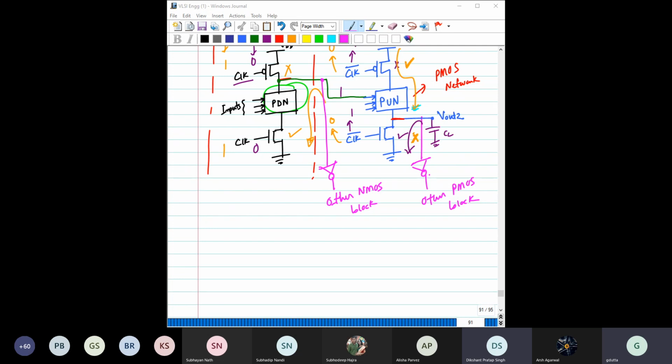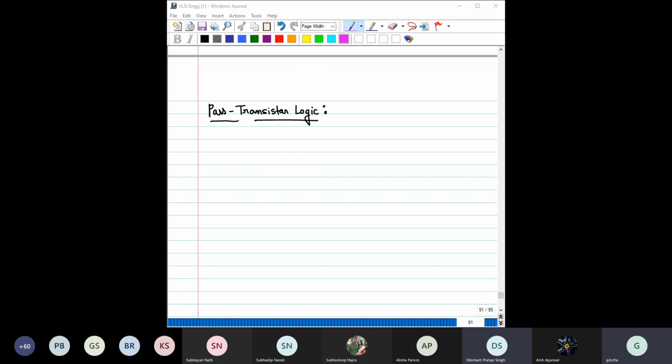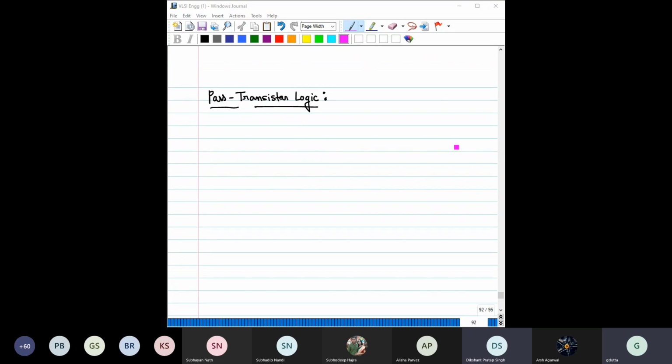Then let us start with this pass transistor logic. But it's already 11, so maybe we can take a 1 minute break, right? And we'll come back in 1 minute. Right.